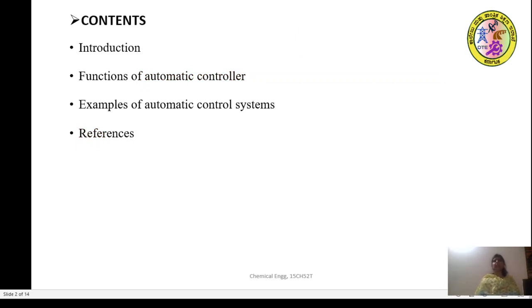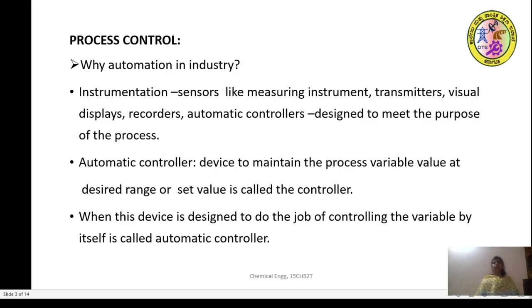So in this session, I'll cover the introduction to the automatic controller, the functions of the automatic controller, then some examples of the automatic controllers, and the references. It could be YouTube references or textbook references. So you all know what is process and what is control.